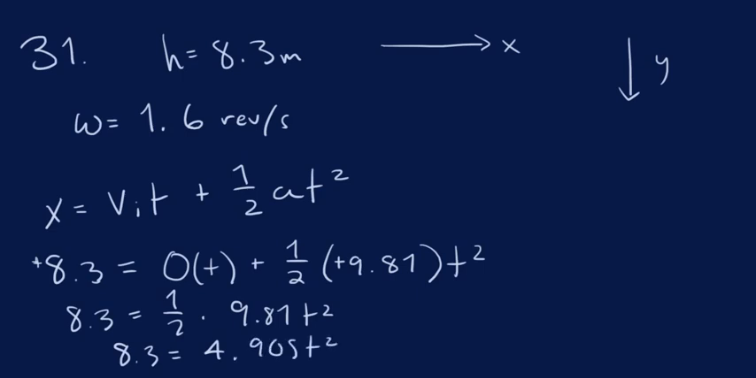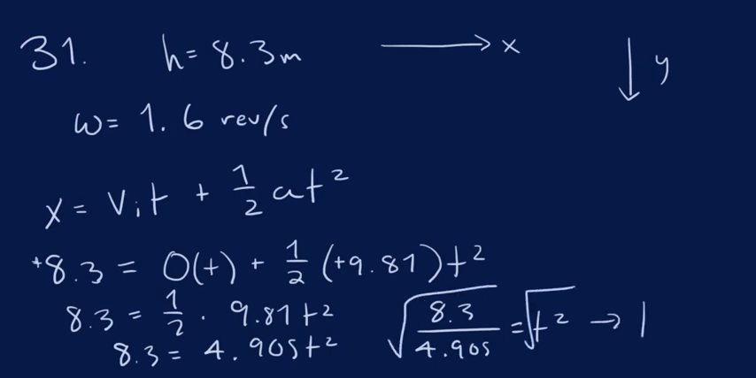8.3 divided by 4.905 equals t squared. So we take the square root of that, and we end up with t equals 1.3 seconds.